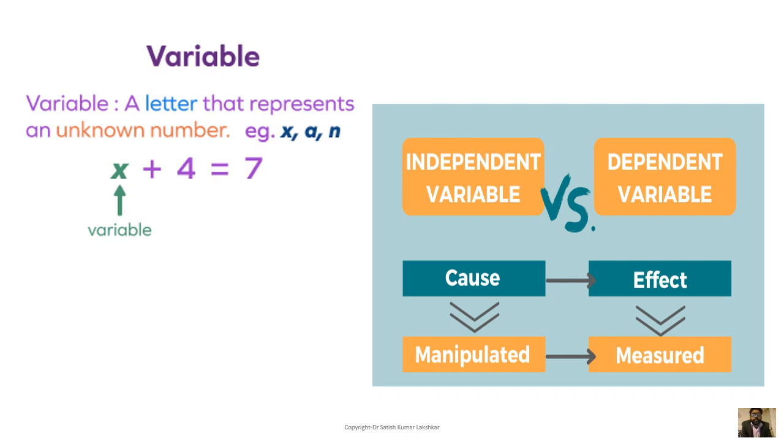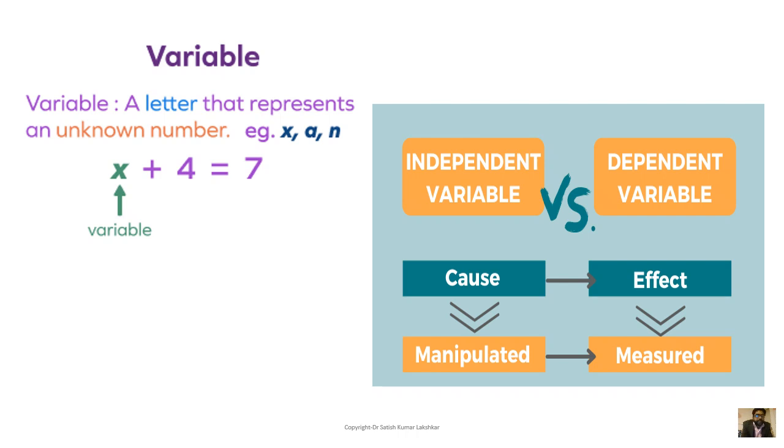Now we'll talk about different types of variables. Generally there are two broad categories: independent variable and dependent variable. The dependent variable is always dependent upon the independent variable. We can also say the independent variable is the cause and the dependent variable is the effect. The independent variable is manipulated: we keep on changing its values, and ultimately we get a dependent variable, or some effect. So cause leads to the effect, or the manipulated variable leads to the measured value.